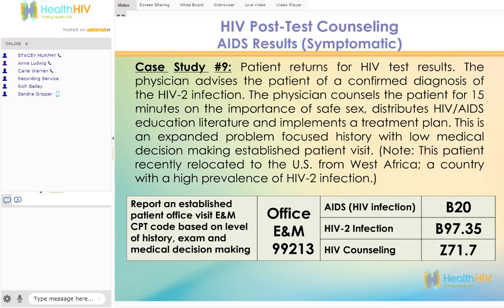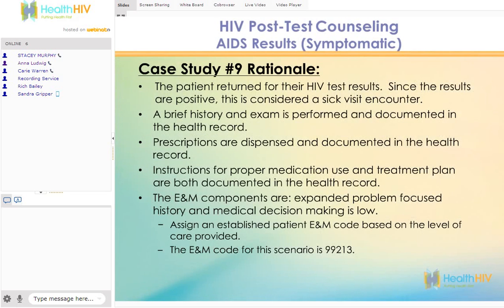So the principal diagnosis is B20. The secondary diagnosis is B97.35. And because the record says that the physician counseled the patient, you have your HIV counseling code, Z71.7. So the next slide just gives you the rationale for this scenario.